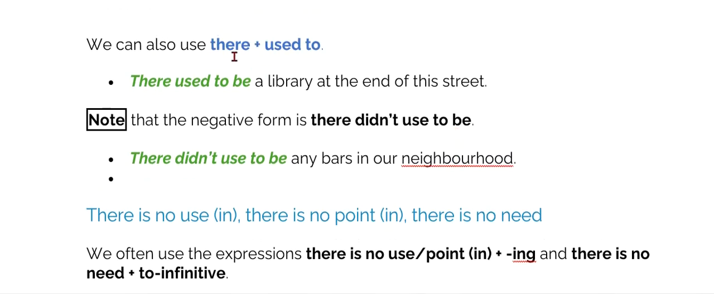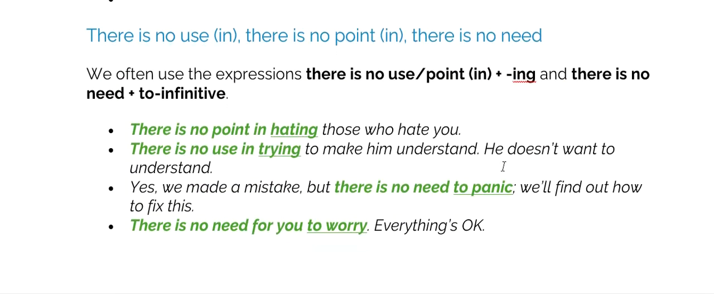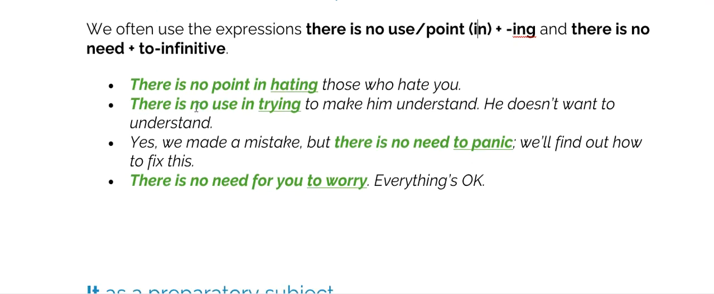We can also use there before used to as the preparatory subject, such as there used to be a library at the end of the street. The negative form is there didn't used to be a library. We can also use there as a preparatory subject in the phrases there is no use in, or there is no point in plus verb-ing, or there is no need plus infinitive. There's no point in hating, there's no use in trying, there's no need to panic, there's no need for you to worry, and so on.